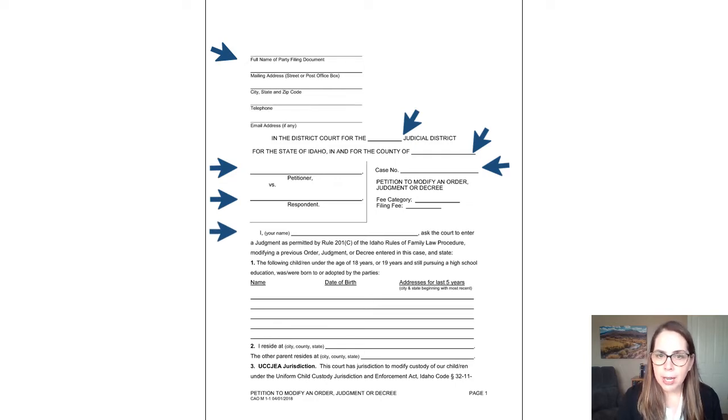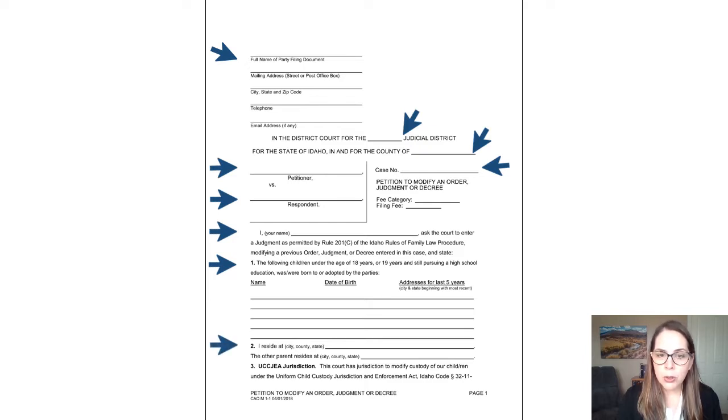Next, you're going to put your name here on this line and read over here what these words say in paragraph 1. This is what you're stating by filing this petition. You're going to put down the names, birthdays, and addresses of the children.